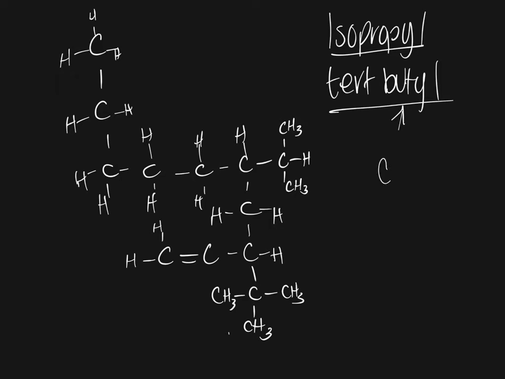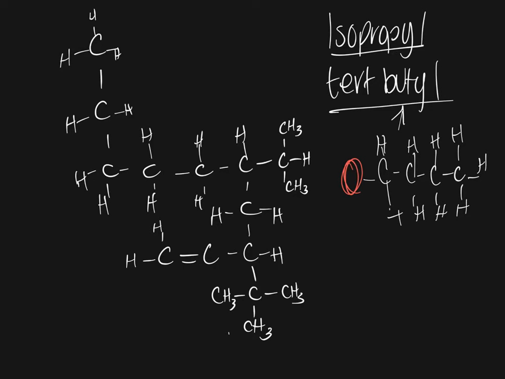So normally butyl is like a chain of 4, like so. Everything else is a hydrogen. And right here, it's attached to something else, right? So that's a normal butyl group.